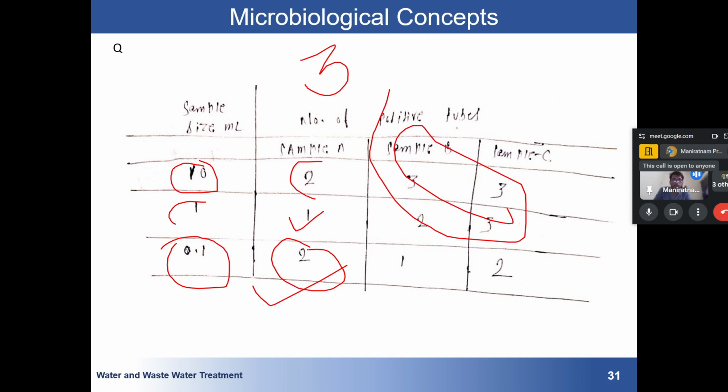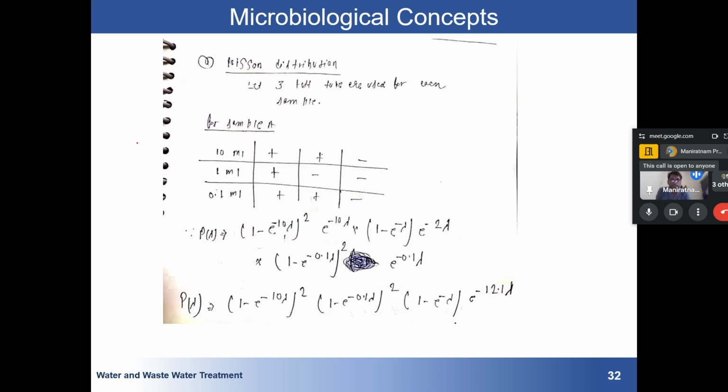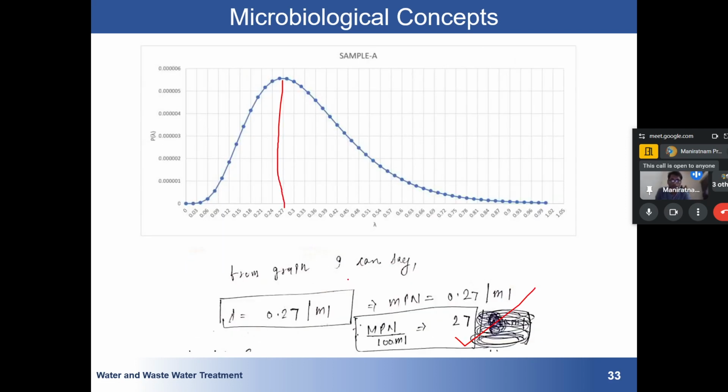Okay, so now you have to find this MPN value. I will be using the first method, that is the Poisson's distribution method. We know that out of three, positive, positive, negative, positive, negative, negative, positive, positive, negative. We know the formula which I have already said. We will be putting the expression here, simplifying it in this form, and plotting it, and I will be getting this kind of graph.